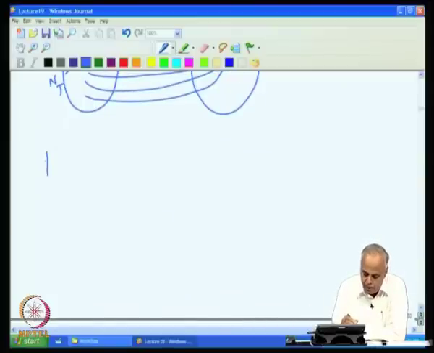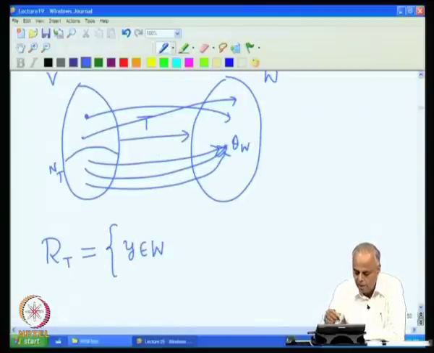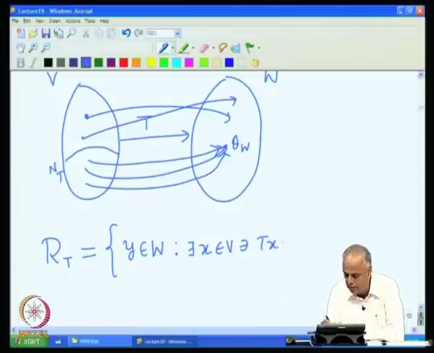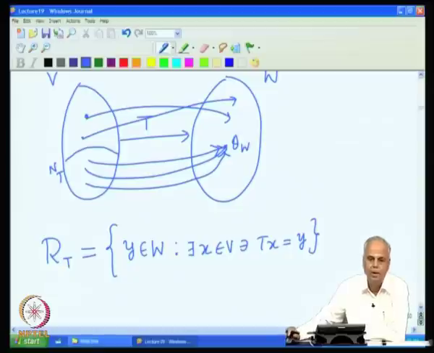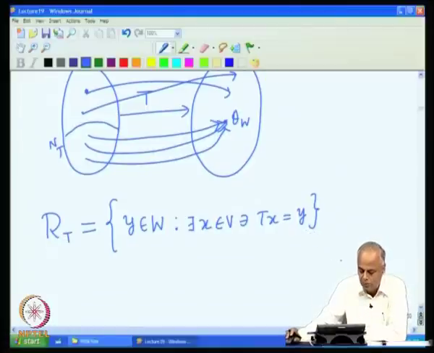So, we now look at the set R T, which is the collection of all these focal points. These focal points will be in W. These are points in W such that somebody comes and falls there, his image comes here under T. That is, there exists an x in V such that the image of x under T is y. So, y is a focal point for x, then he is taken into R T. If y is not the focal point for anybody, he is not going to be in R T.